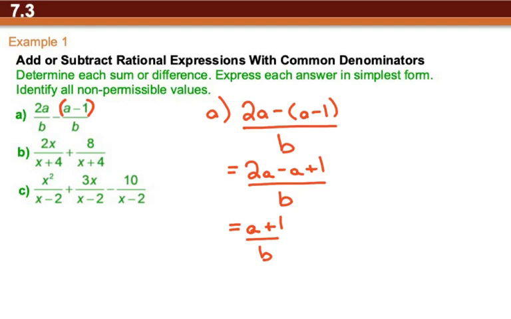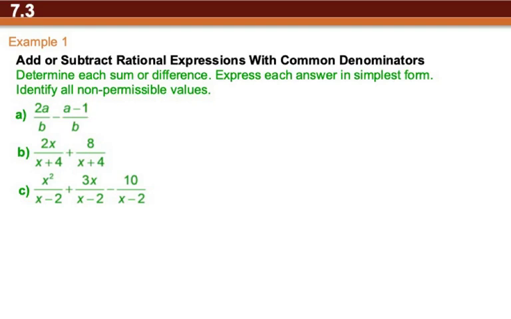Just going to clear the page off to do question B. As you can see in B, we also have a common denominator. It is x plus 4. It's a little more complex than the denominator in A, but it's still a common denominator. We don't have multiple terms to deal with, so no brackets to worry about. So we can go straight ahead and go to 2x plus 8 over x plus 4.